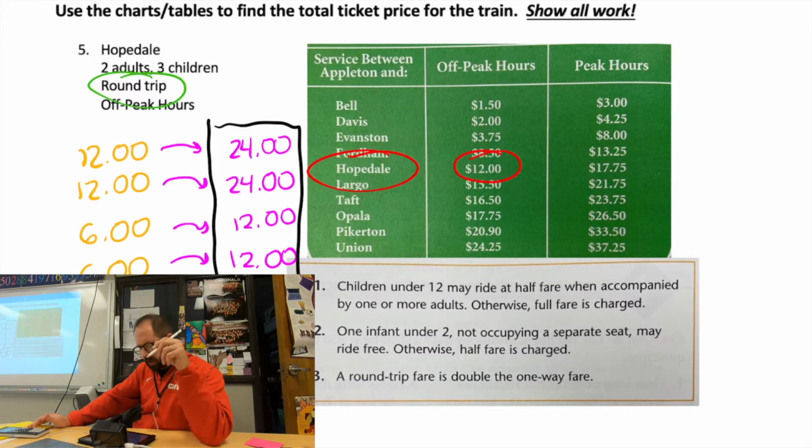Okay, you should have had 24 plus 24 plus the 12 plus the 12 plus the 12. Type that one more time on a calculator, unless you're adding it by hand, I don't know. Because each ticket's $12, right, to Hopedale, off-peak hours. So that means one adult's $12, one adult's $12, one kid's half, and half. And then we have to double those prices.